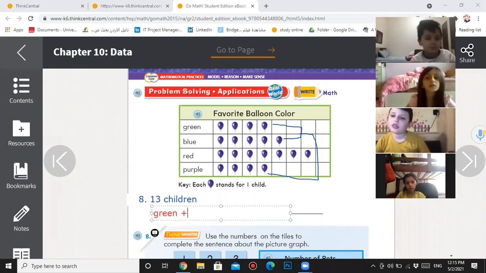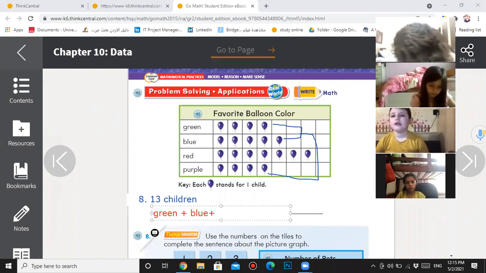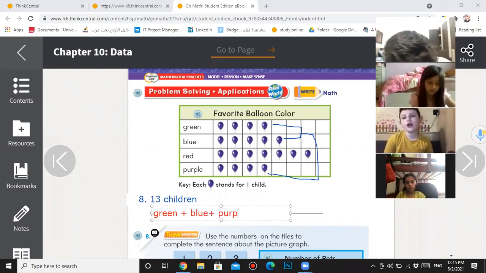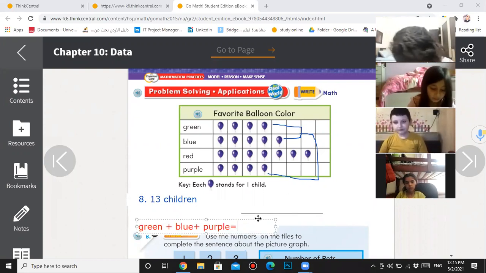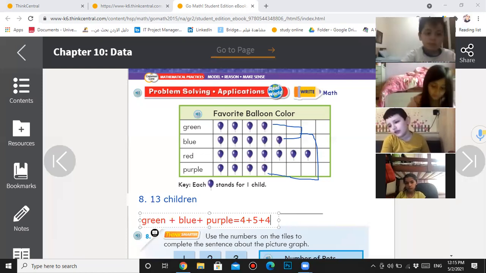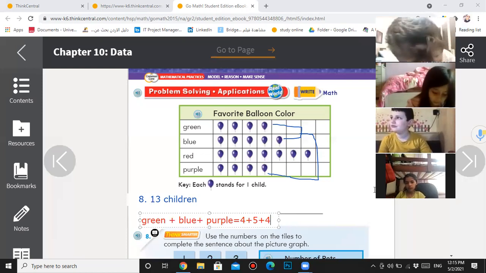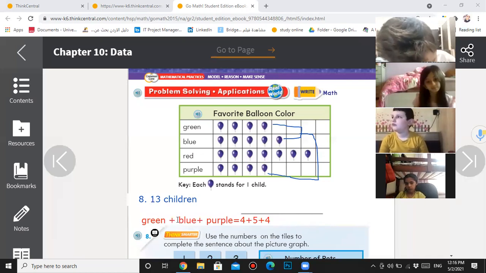Green. I said how many colors? They should add up to 13: green plus blue plus purple. 4 plus 5 equals 9, plus 4 equals 13. Okay, so we choose green.